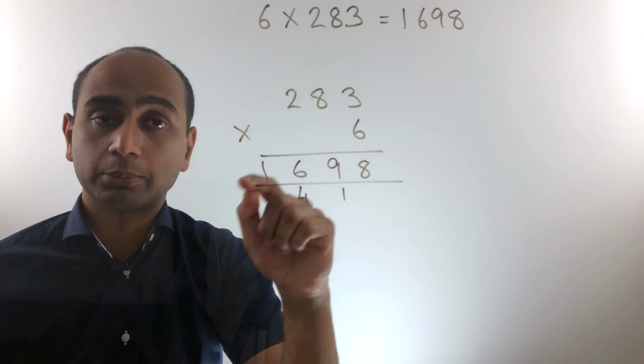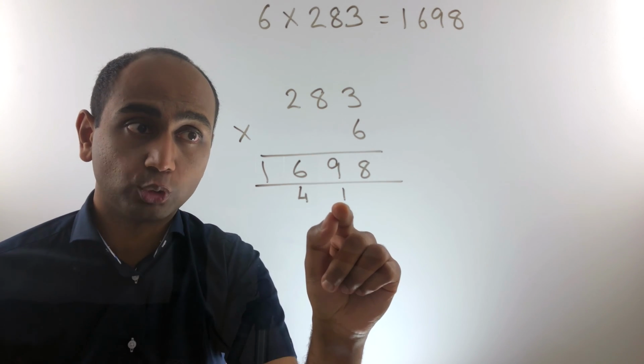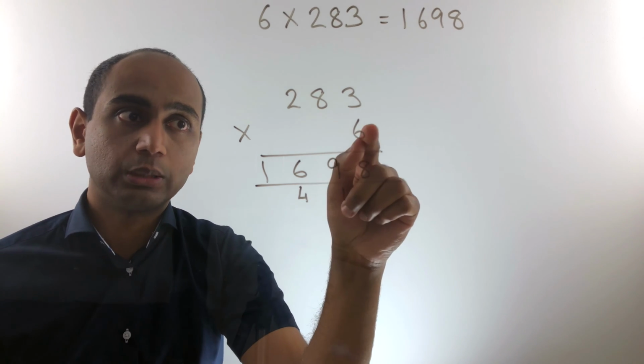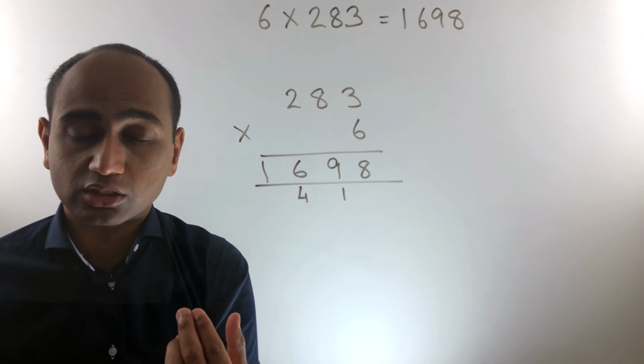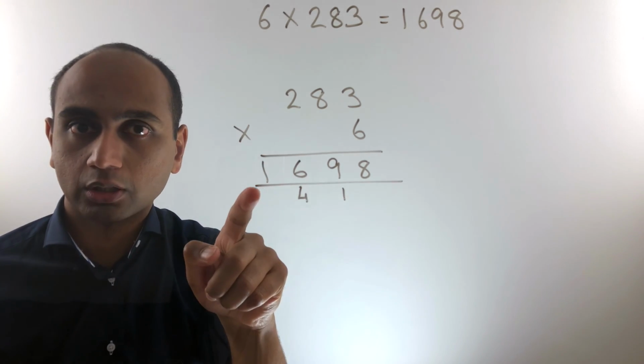Then we do 6 multiplied by 8, which is 48. We add on this 1 to get 49. So the 9 goes there and the 4 goes underneath here. Then we did 6 multiplied by 2, which is 12. We add on the 4 to get 16, which effectively ends up over here.